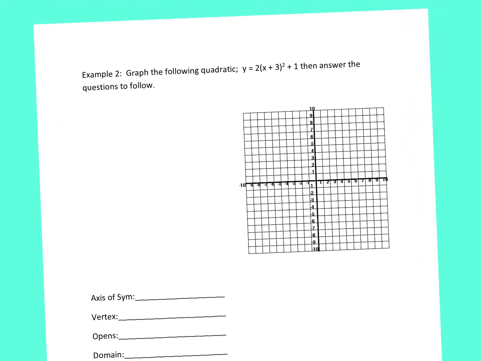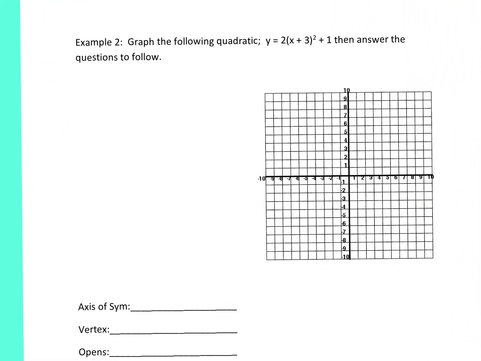Cool. We're going to also do this one together, and then I'm going to let you work on the others. So, example 2, graph the following quadratic. So when you see a quadratic and it is in vertex form, here's what I want you to get in the habit of writing. With the other form, we always wrote out ABC. Now we're going to write out A, H, K. A, H, and K.